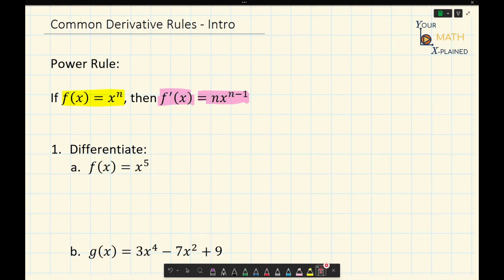And we've seen this a few times before in our limit videos. We will aim to prove this rule in a future video, but for now we're going to take it as a fact. So let's take a look at how to use this rule through a couple of examples.